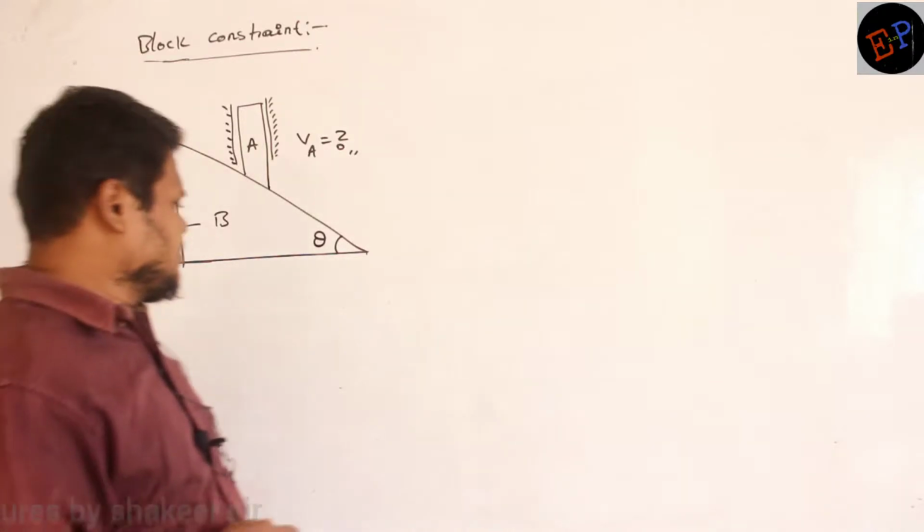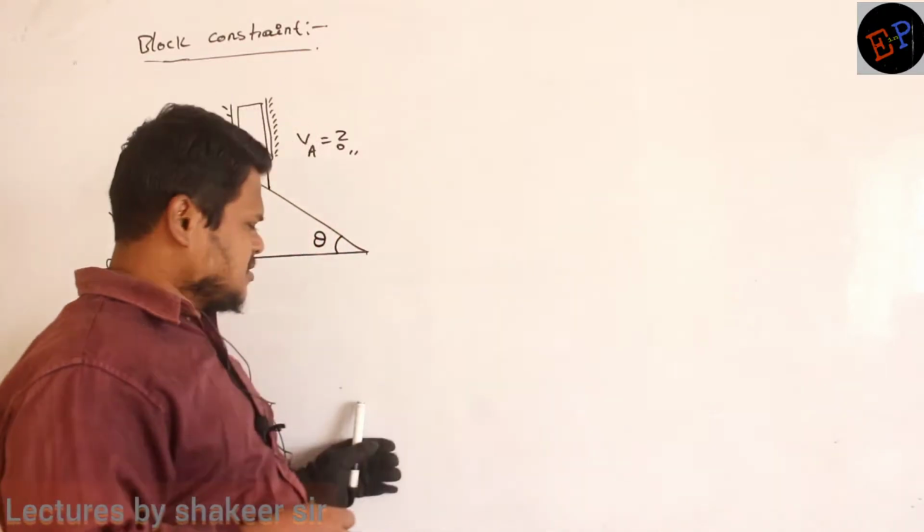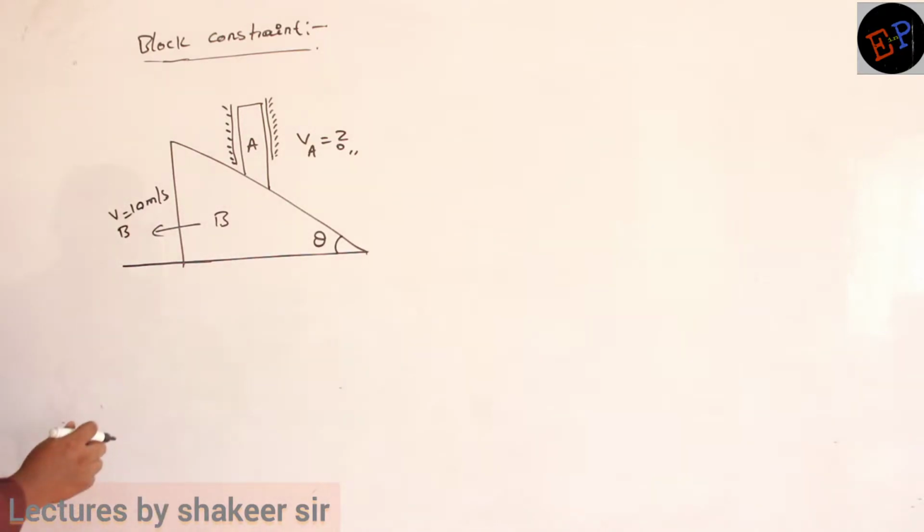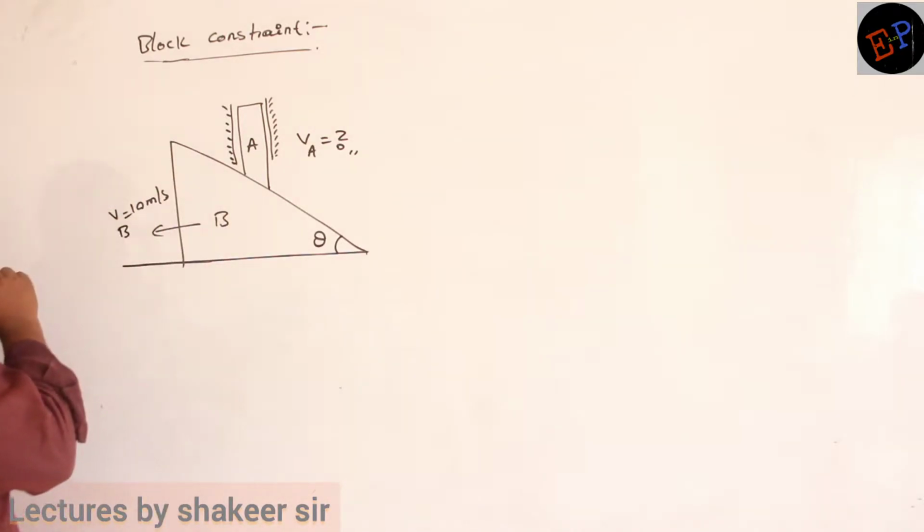So see this question now. So we have entered into the last concept of constraint motion. The last constraint is block constraint.